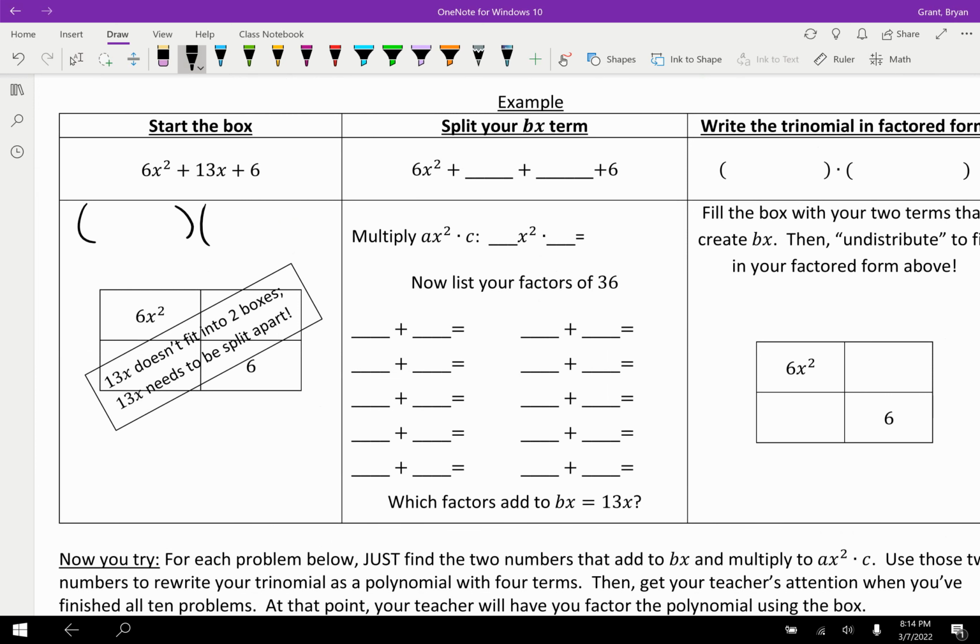I don't want to do guess and check here because of all the options. This could be 6x and x, this could be 3x and 2x, and then 6 has multiple different ways. Nope, sounds like a headache. So, let's get it done.